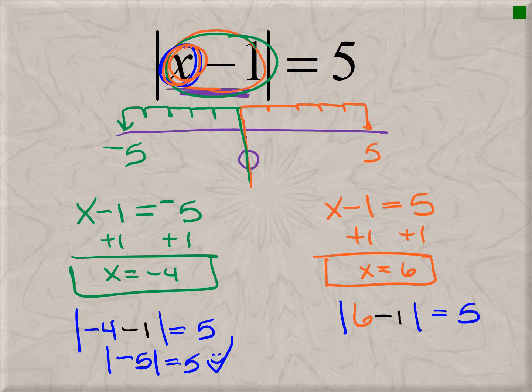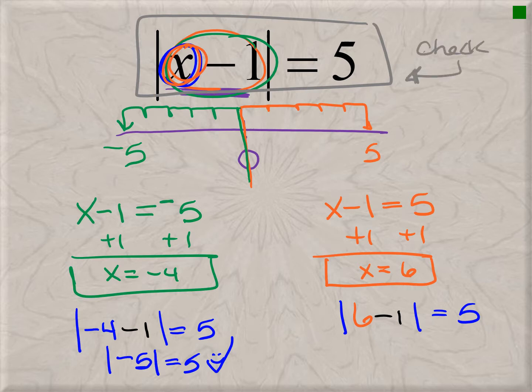I'm checking it. This is really important. I'm always checking it from the original. So check from here, okay? 6 minus 1 is 5. And my question to you is, is the absolute value of 5 equal to 5? Is 5 5 away from 0? And it is. Now, you don't have to do the check. I'm just showing you what it means. Well, you do sometimes, but not this time.